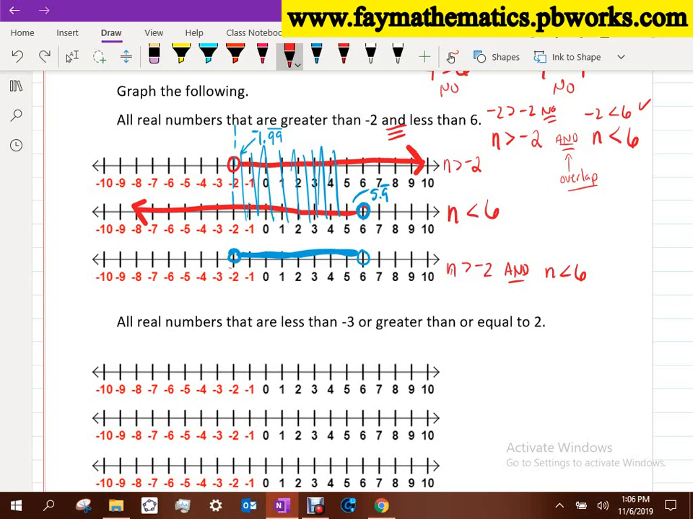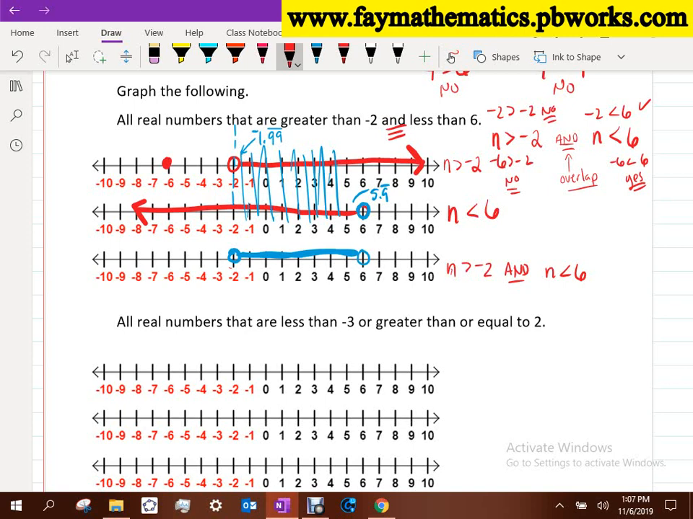What if I chose a number like -6? Is -6 greater than -2? No. Is -6 less than 6? Yes, but I need two yeses, right? And right there, I'm getting a yes and a no, so that's why down in that blue graph at the bottom, -6 is not graphed in blue. What we need to understand here is that those blue solutions will work for both n is greater than -2 and n is less than 6. Those blue solutions meet both those conditions.